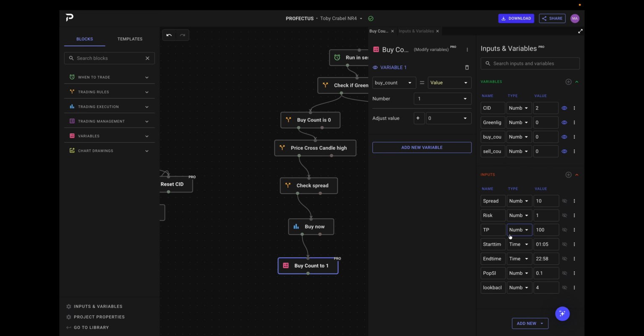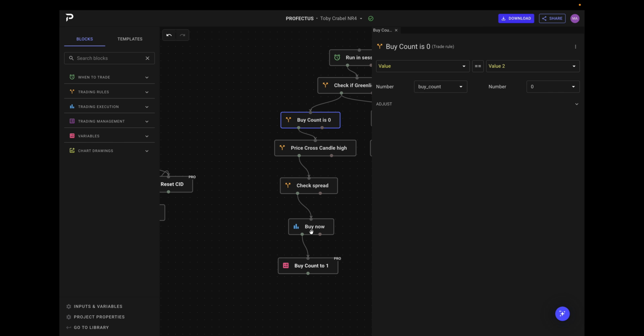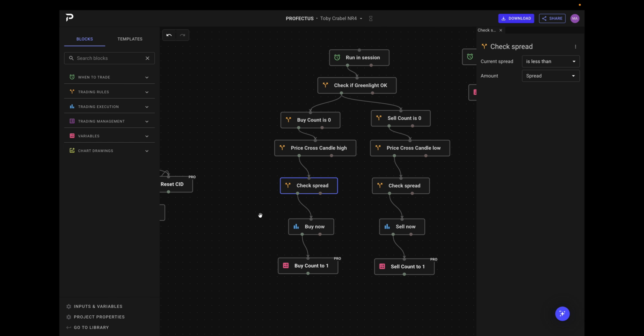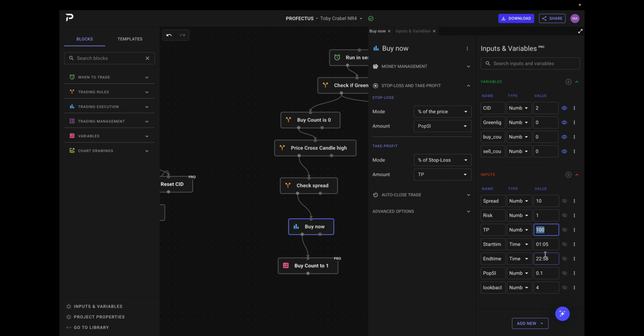You know? So here we have buy count is default 0. But after we take a buy now, we change that to 1. And then we block this tree from taking another trade. Price crosses candle high. We check the spread, so this is the spread filter. And then we buy. We buy with a stop loss and a target. And those are settings you can change at the start. Okay, so TP is 100, so 100% of the stop loss. You can make it a 1 to 5 risk reward, whatever you want.